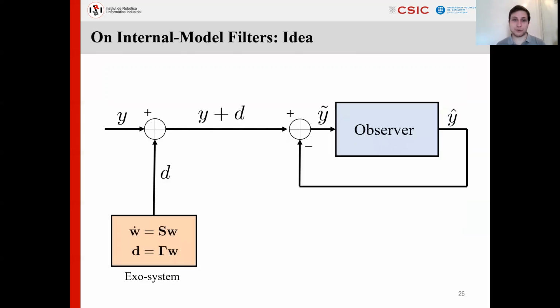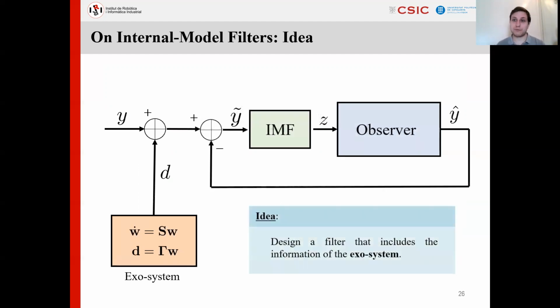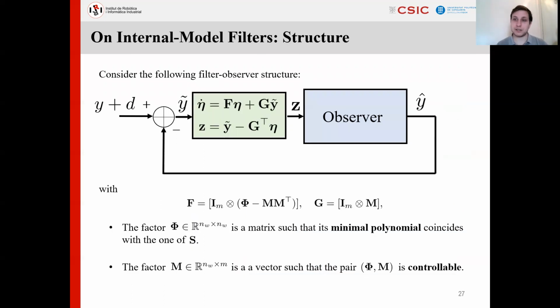Now I will jump to a second type of filter. Here I consider a different scenario. Instead of assuming that we have noise that is characterized by being of high frequency, now we assume that we have some measurement disturbance that is generated through a linear exosystem of this form, where we have some internal variable W and some matrices S, gamma as depicted in this slide. The idea is to introduce what will be referred to as an internal model filter. That is a filter that includes the information of this exosystem in order to exactly reject the disturbance before it enters the observer. The equations of the filter are summarized in this slide here.